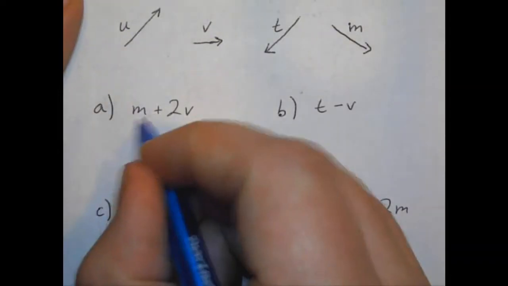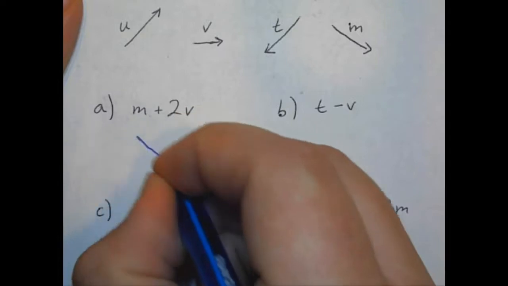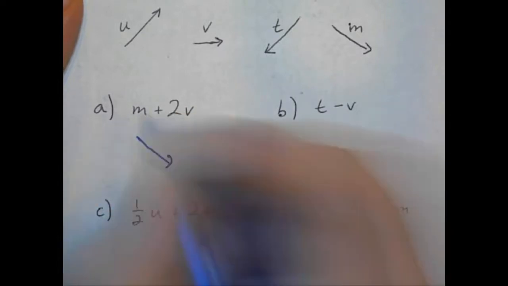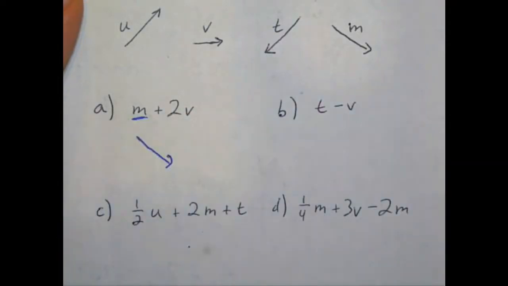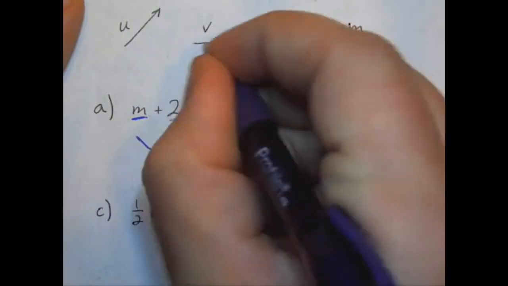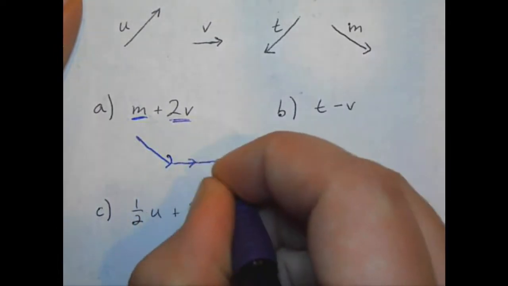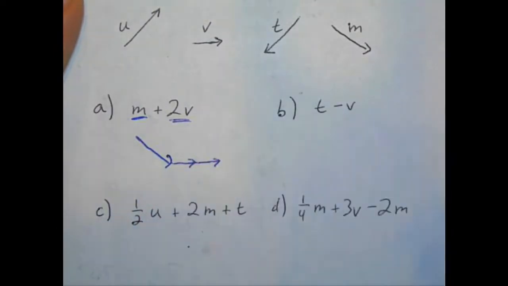So M, start from left to right. M is something like that. So I would start and draw M about where M is. So that was M, plus 2V, different color. I'm going to take V and do it twice at the end of M. So M, now I'm going to do V once. There's V once, there's another V, twice, so there's two V's.